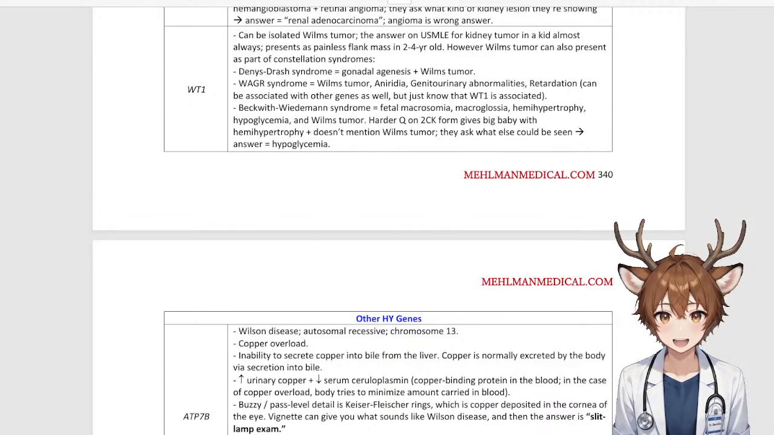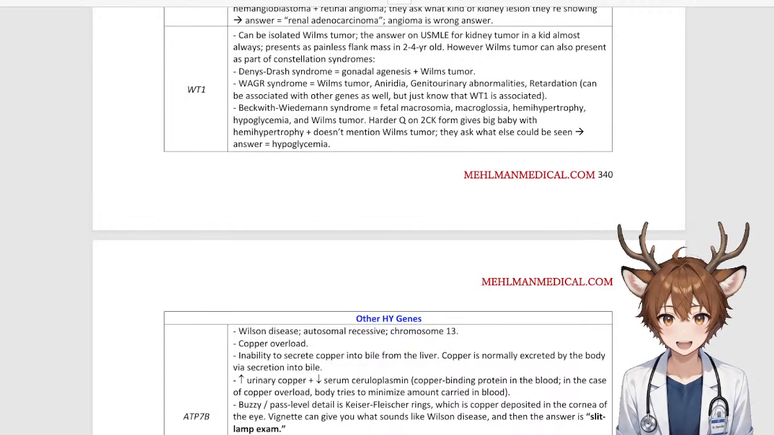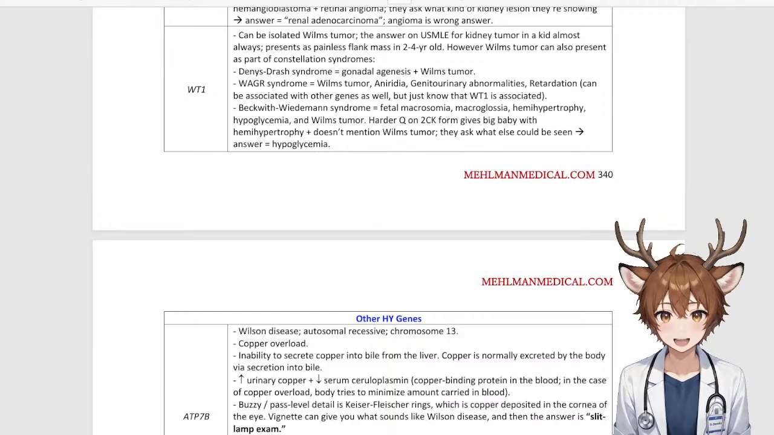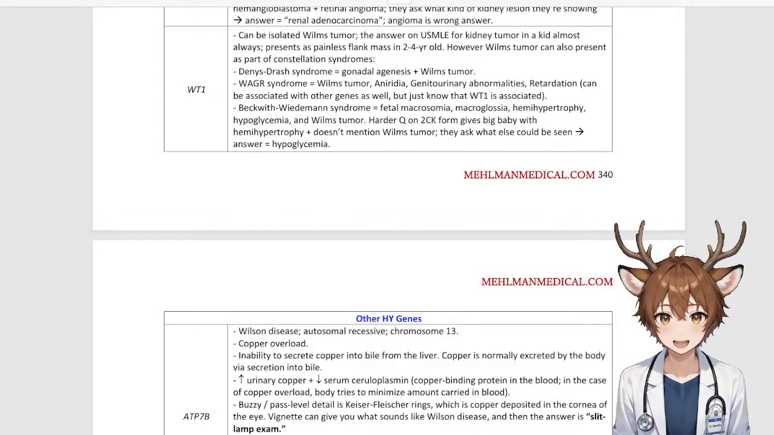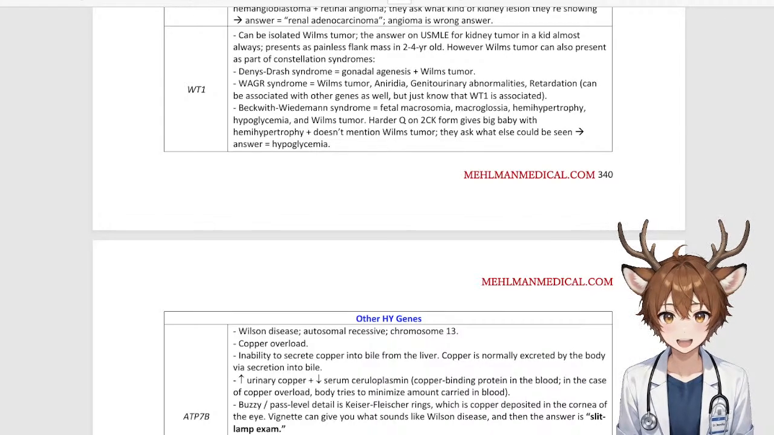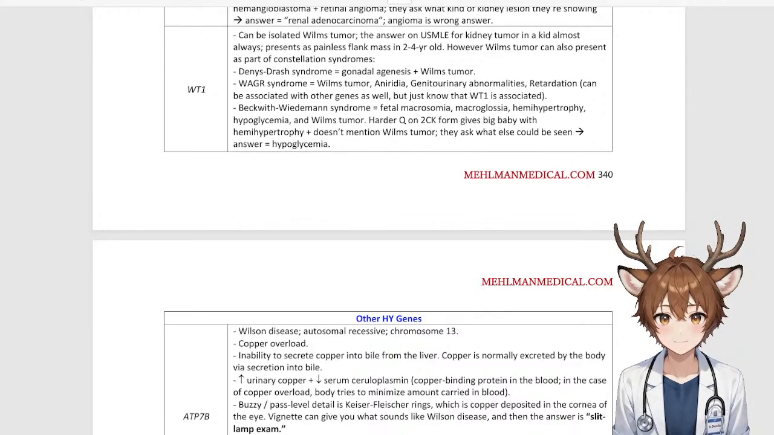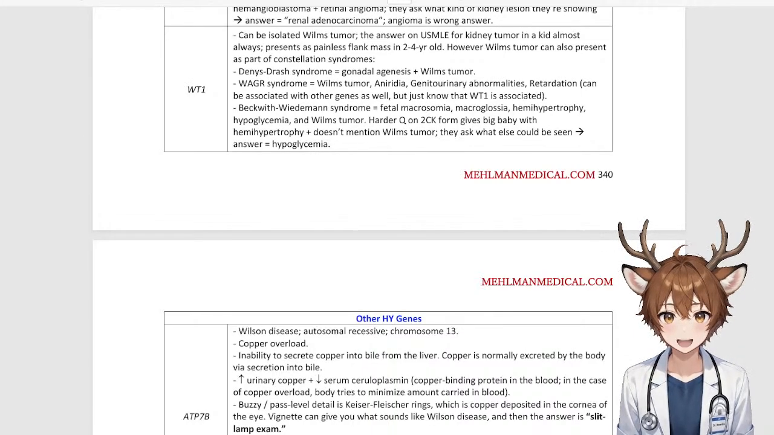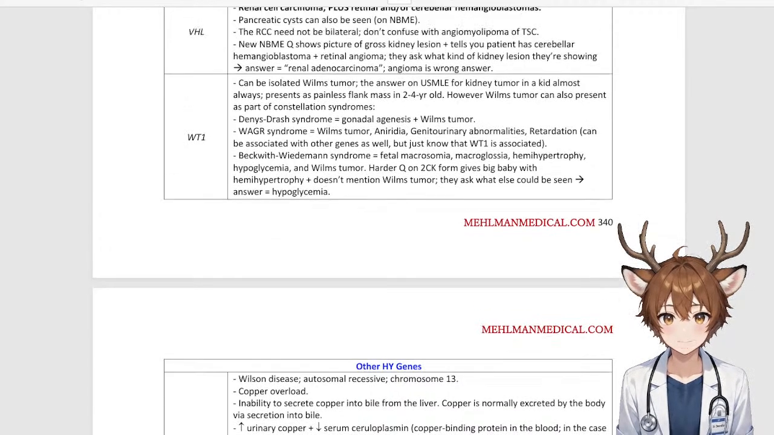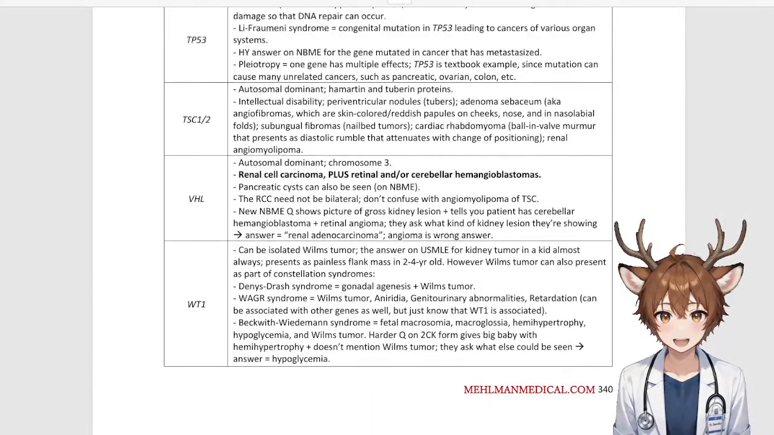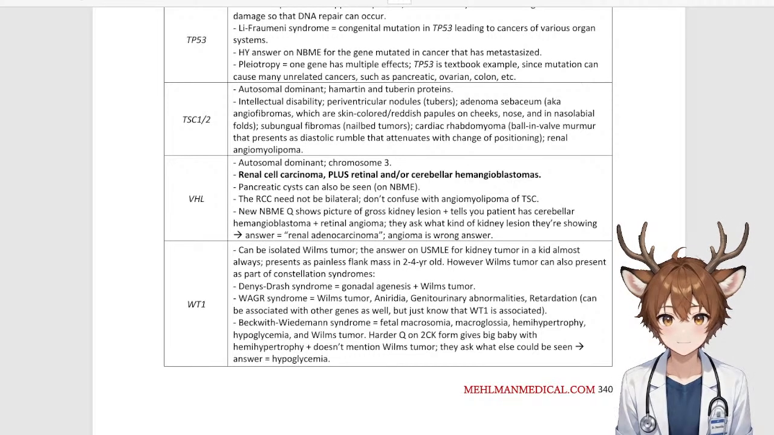Beckwith-Wiedemann, so a lot of things are associated with this. Beckwith-Wiedemann syndrome: fetal macrosomia, macroglossia, hemihypertrophy, hypoglycemia, and Wilms tumor. A harder question on 2CK gives a big baby and hemihypertrophy. It does not mention a Wilms tumor. They ask you what it could be. The answer should be hypoglycemia. So that's a little bit annoying, but okay. But the names should help you figure out what's going on. So WT1, think about Wilms tumor, right? WT, Wilms tumor. VHL, von Hippel-Lindau syndrome.